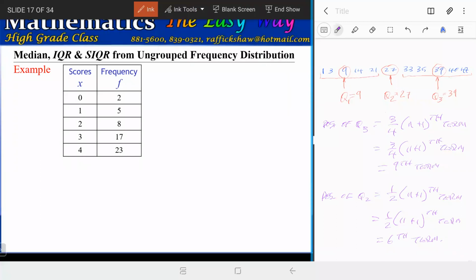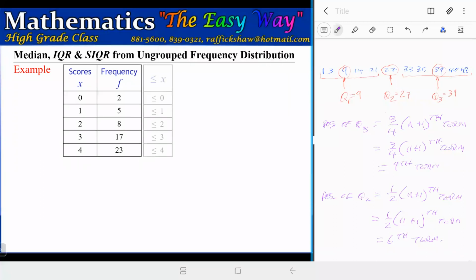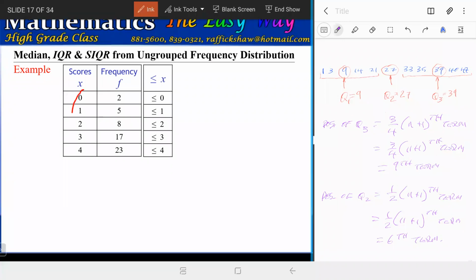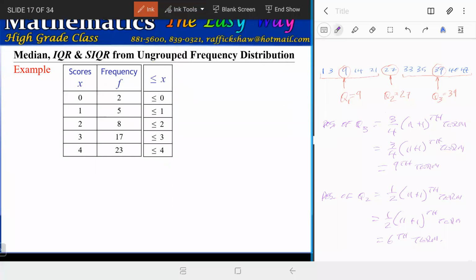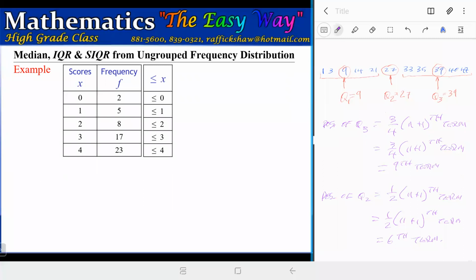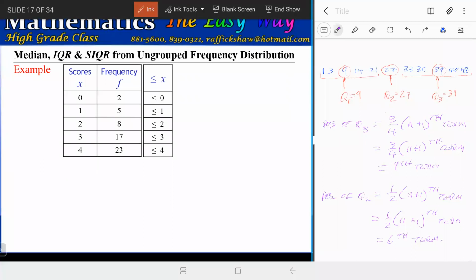So let me show you the cumulative column now. We're counting how many values we have less than or equal to the score here. You don't really need this column, it's not an absolute necessity if you know what you're doing. But we are counting how many values are less than or equal to 0. 2 of them. How many values are less than or equal to 1?